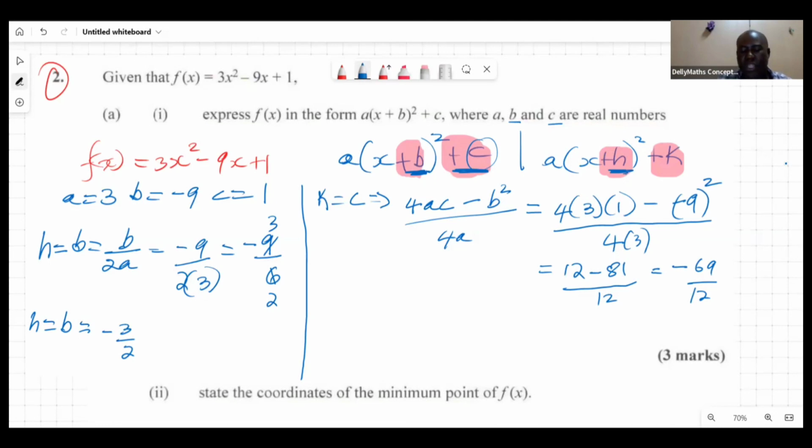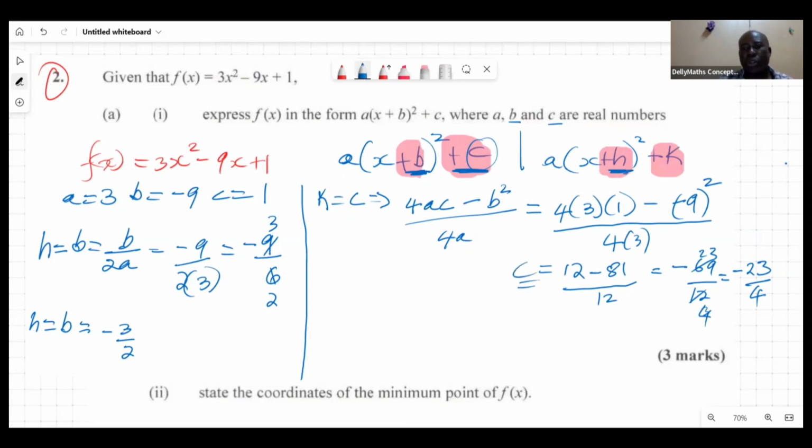We cannot break it down further, so it's up to you. This could be canceled down to -23 over 4 if I use 3 to cancel, right? So if I use 3, I'm getting that. So basically, I've just found that k value, which is a c in this case.